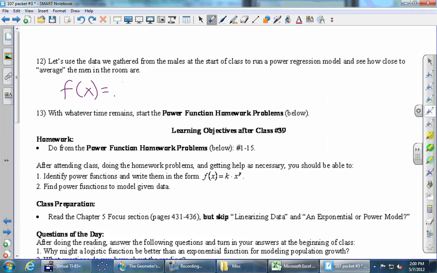What was it? It was 0.117. Is that the value of k that we ended up with? That's what it should be. Shouldn't be a straight line. It should be 0.117x to the 1.7. That's what it is for men.